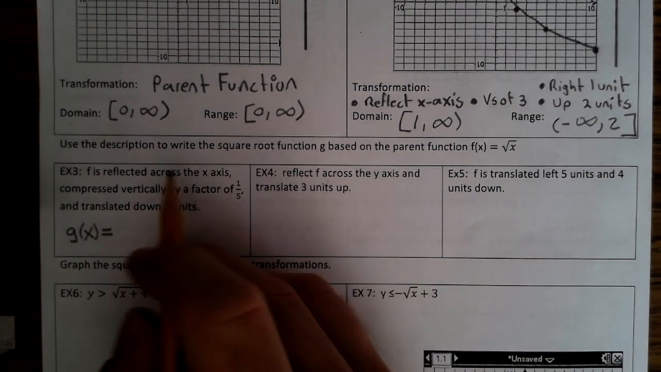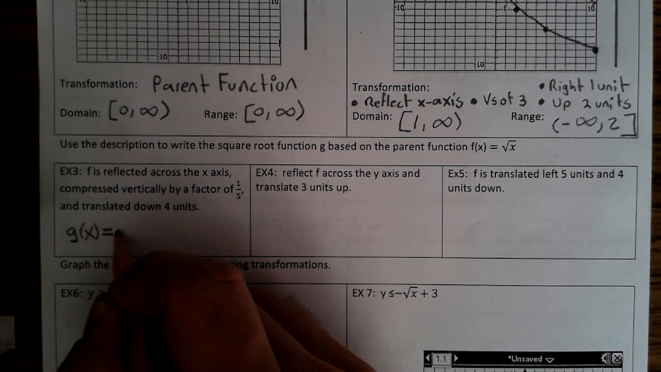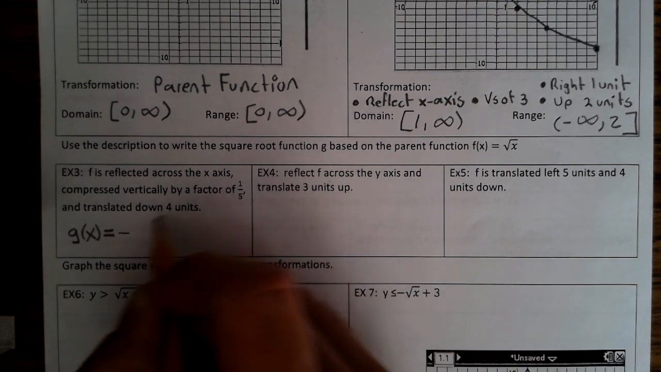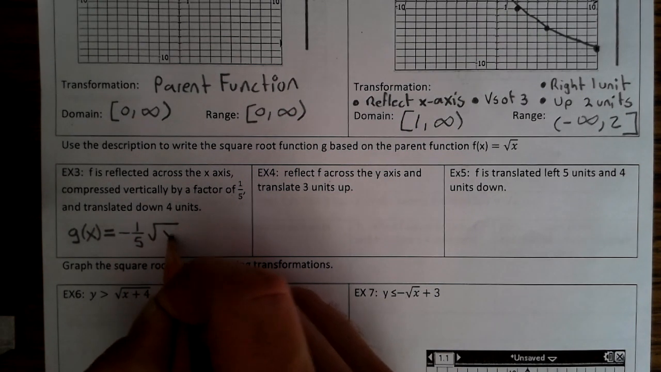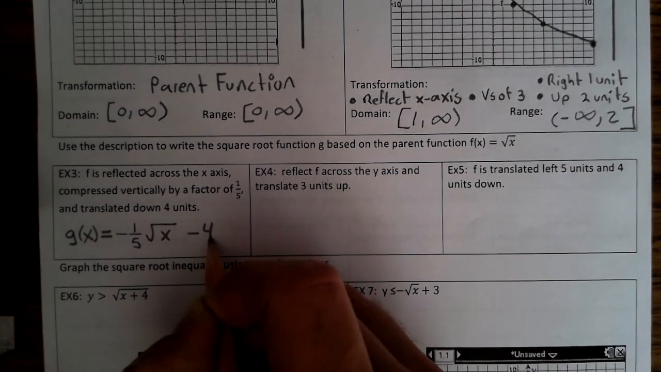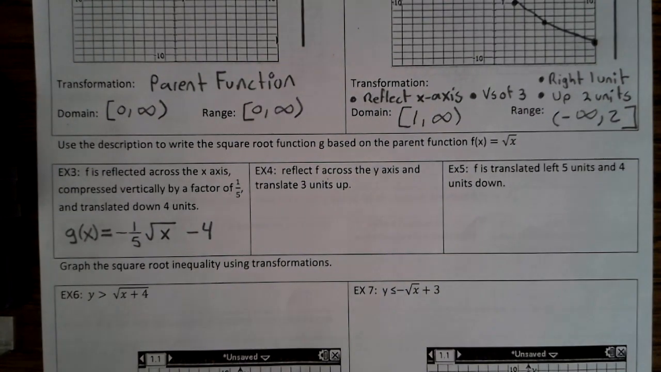Now if it's reflected across the x-axis, it is negative in front. The compression 1/5 is in front. Square root of x, and down would be -4. Okay.